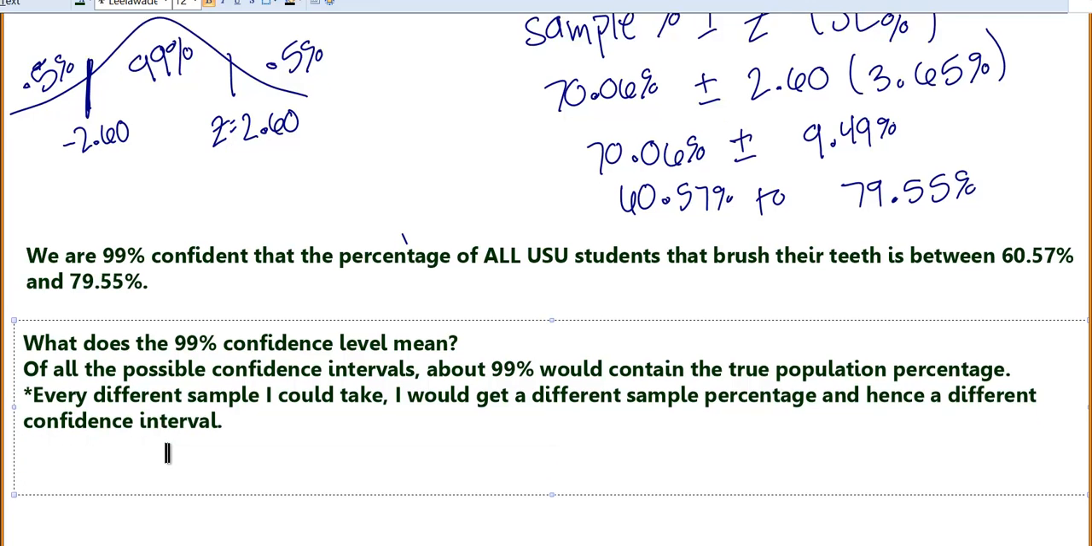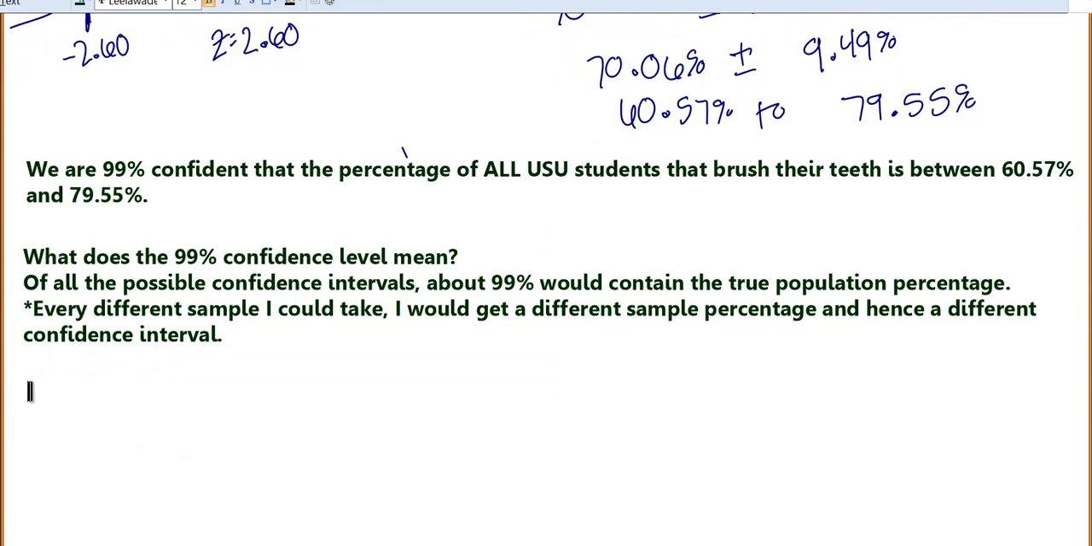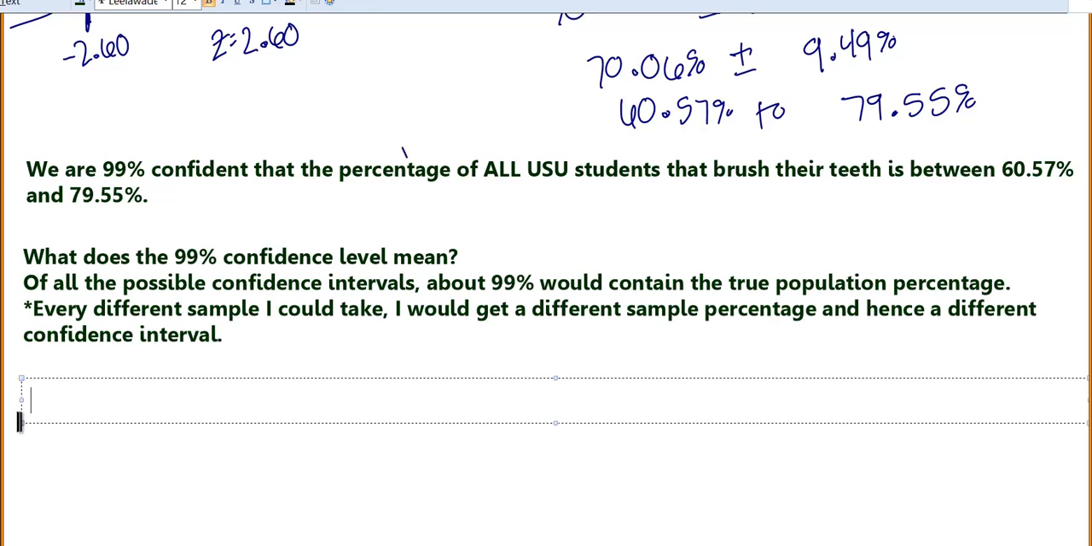Let's see. Well, we're still making stuff up. Or making up questions, I guess. We're not making up stuff that we're writing down.